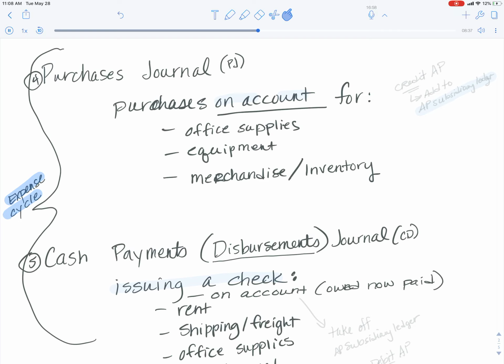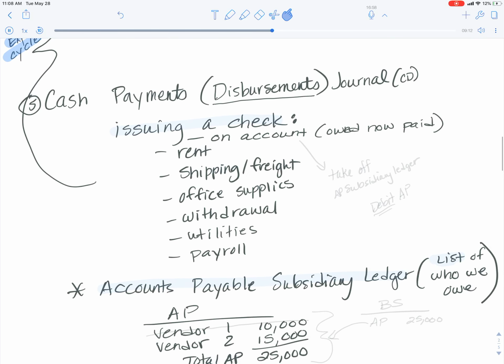Well, then later, we could pay for these things, and we'll be issuing a check, so disbursing money. And so this could be, right up front, we pay our rent, it never hit accounts payable, so we never put it on the ledger, and that's fine. We just issue a check for something. It's going to be our cash disbursements journal. But if we previously put it on the accounts payable subsidiary ledger because we credited AP, and then later we paid it, we need to take it off the subsidiary ledger.